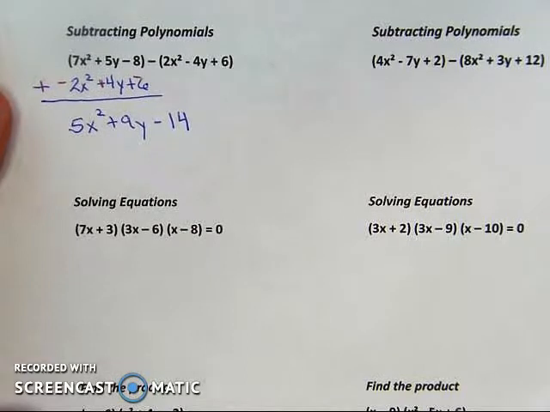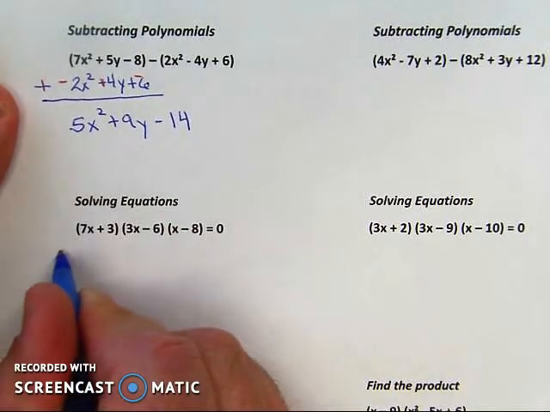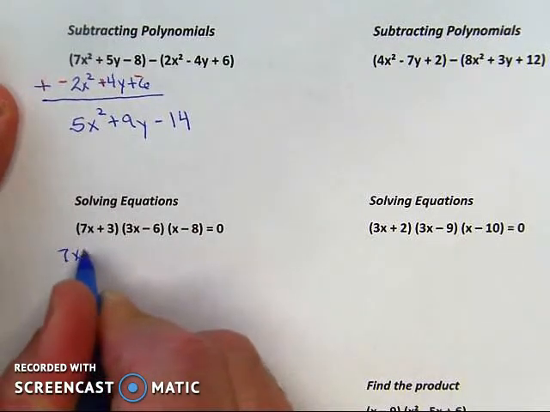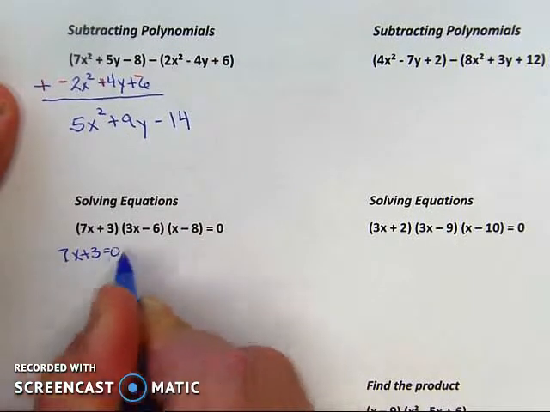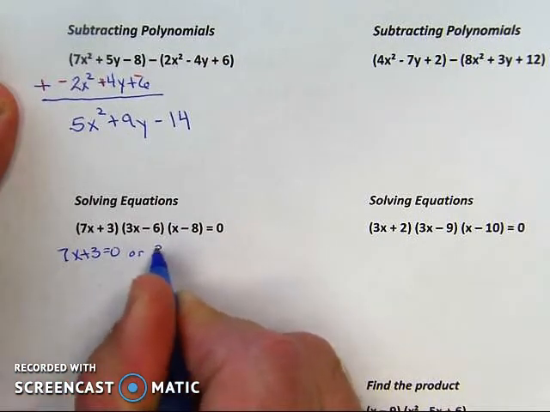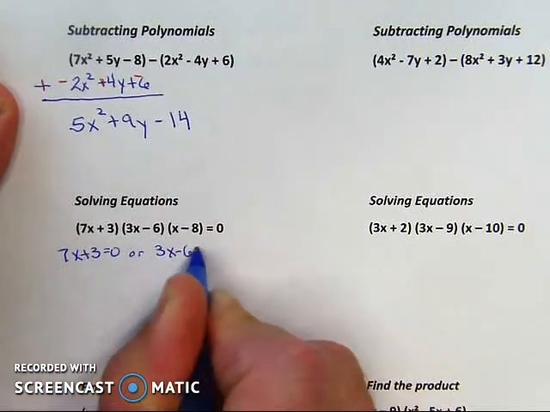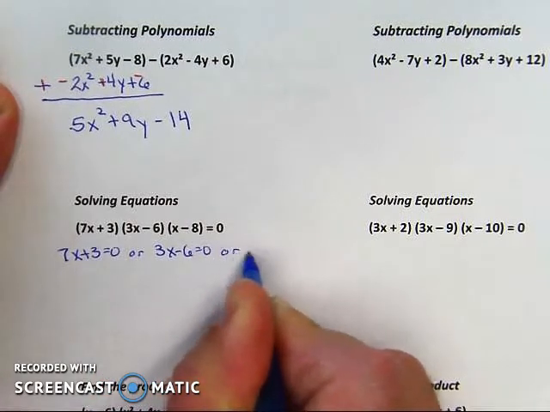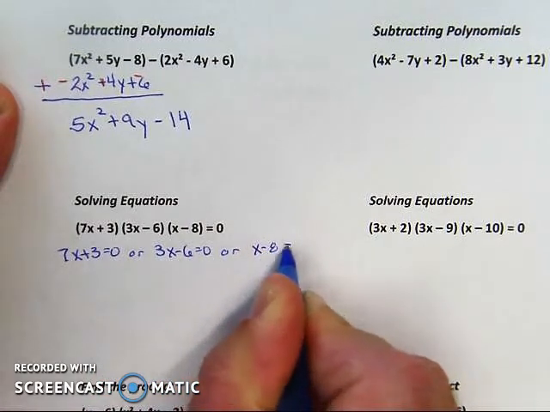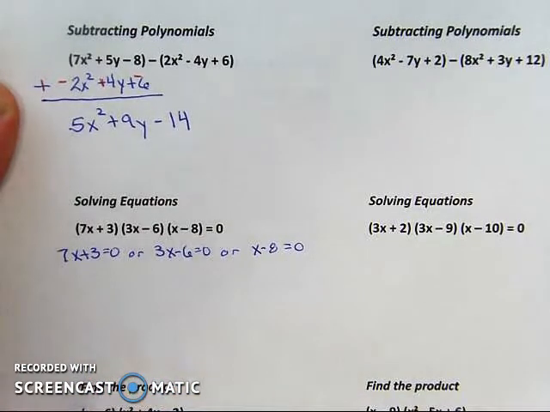I'm going to use the zero product property. So I have to set 7x plus 3 equal to 0. I'll put the word or there. 3x minus 6 is equal to 0. Or x minus 8 is equal to 0. I have to solve all 3 of those.